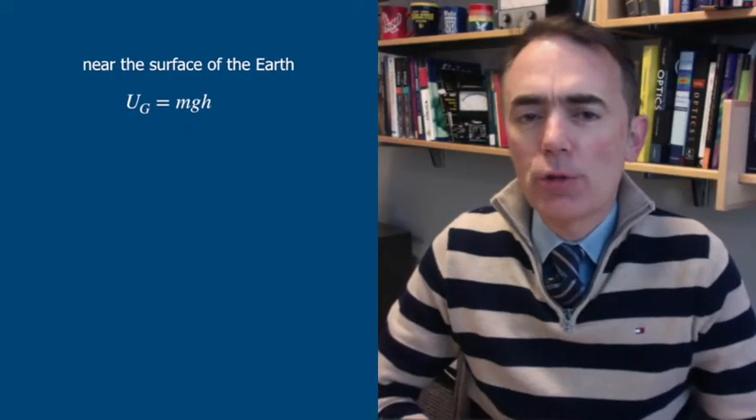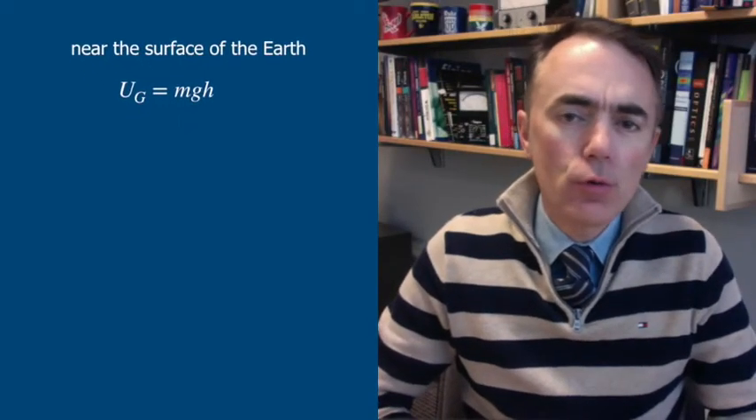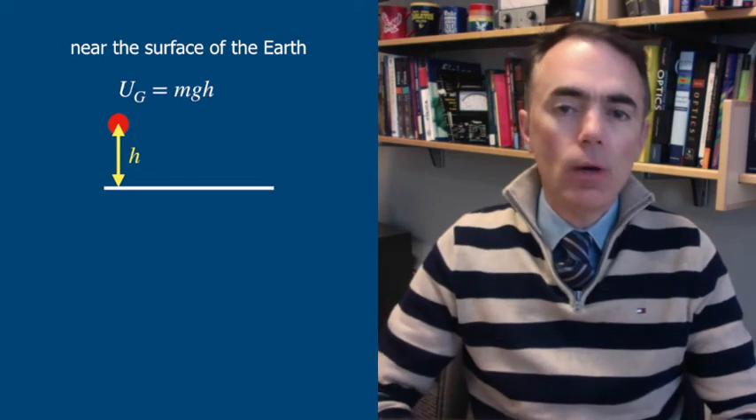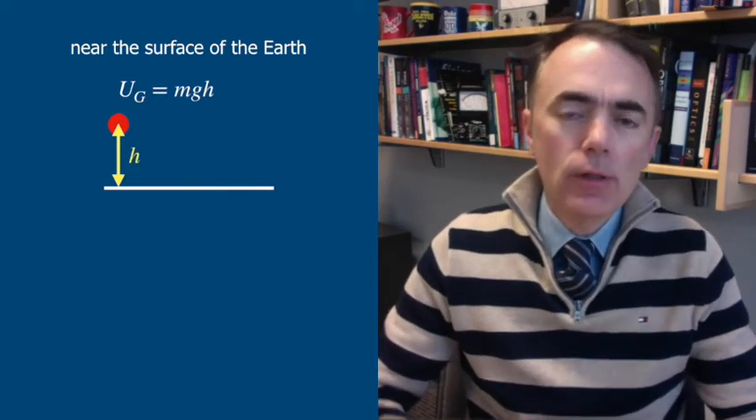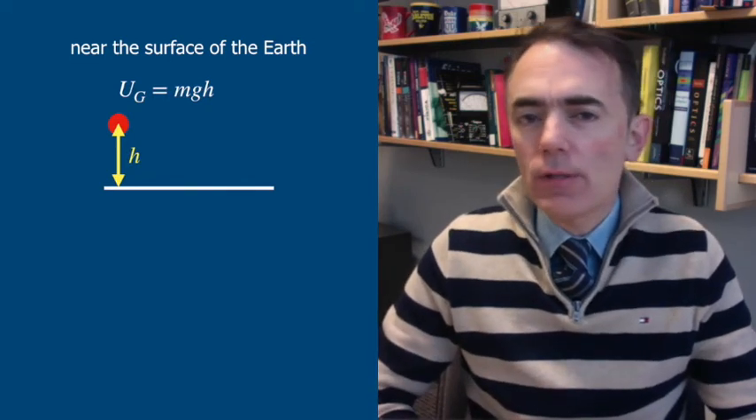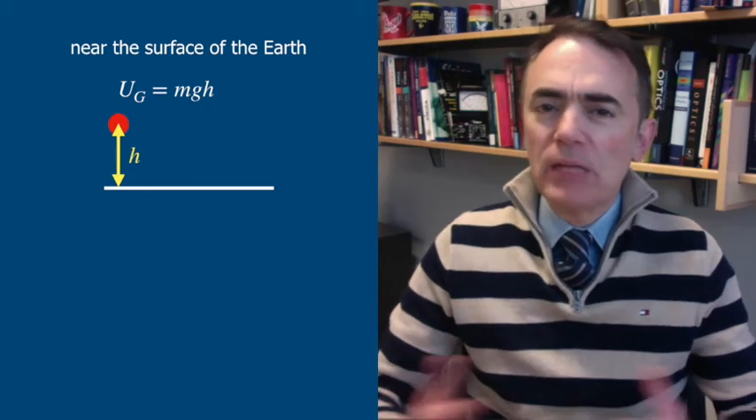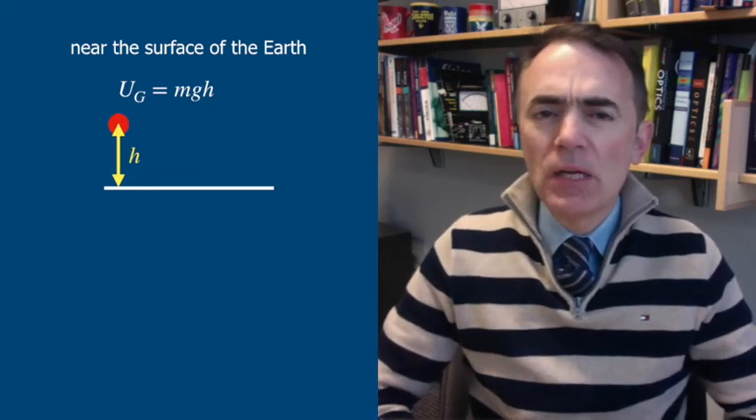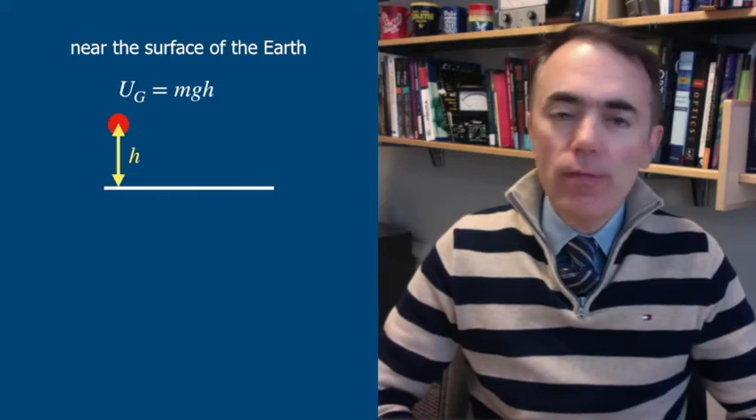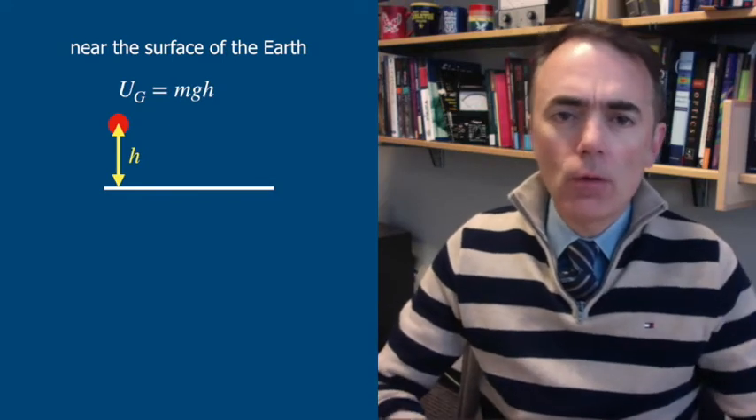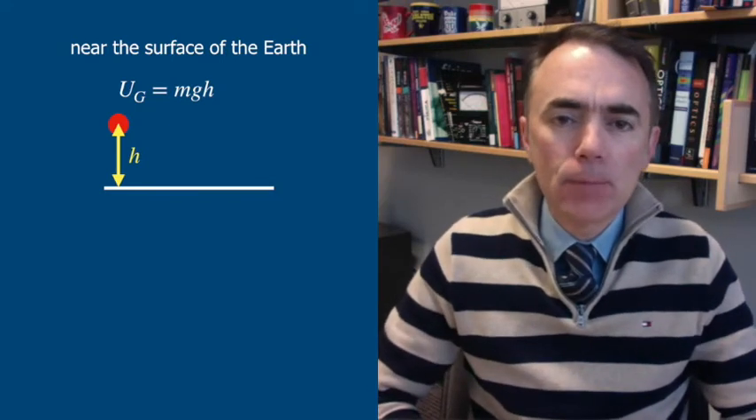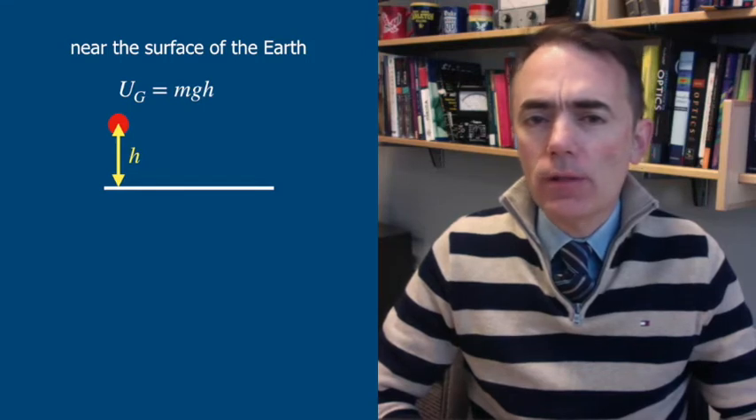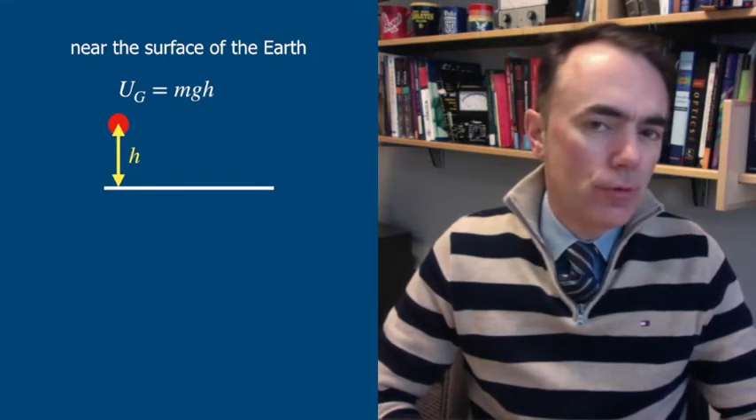In previous lessons, we talked about the gravitational potential energy near the surface of the Earth as mgh, where m is the mass of the object, g is the acceleration of gravity on the surface of the Earth, 9.8 meters per second squared, and h is the height of that object with respect to the ground or to a reference height. But what happens if the object is not near the surface of the Earth?